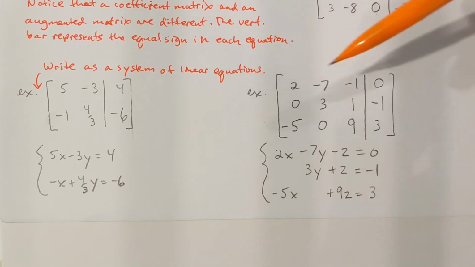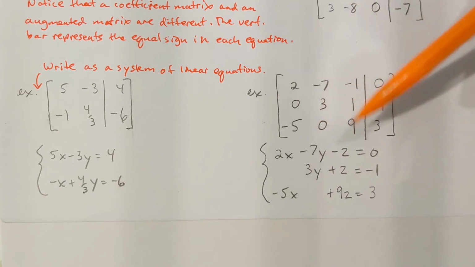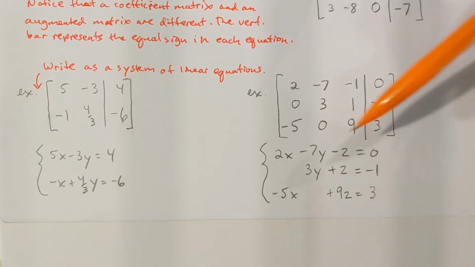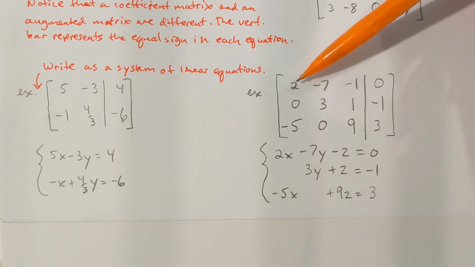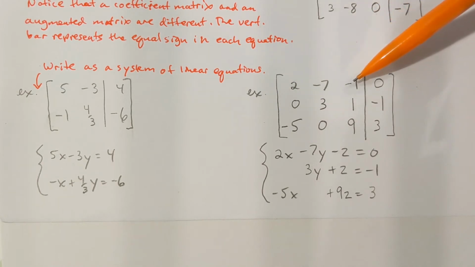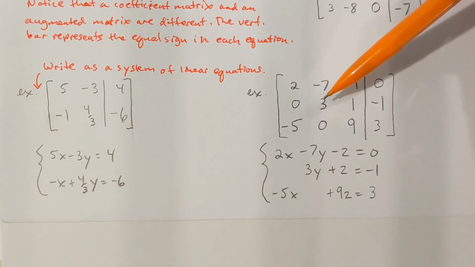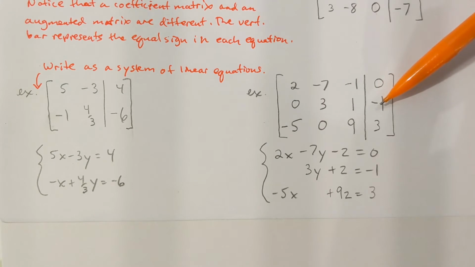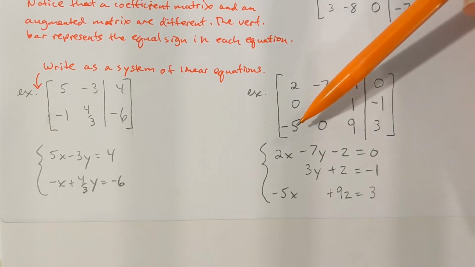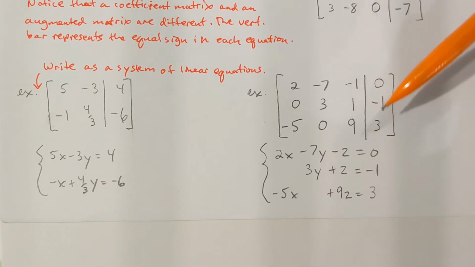And then here's another example. I'm going to have three equations with three unknowns. I'll call them x, y, and z. So my top equation is going to be 2x minus 7y minus z equals 0. The second equation is 3y plus z equals negative 1. And the third equation is negative 5x plus 9z equals 3.